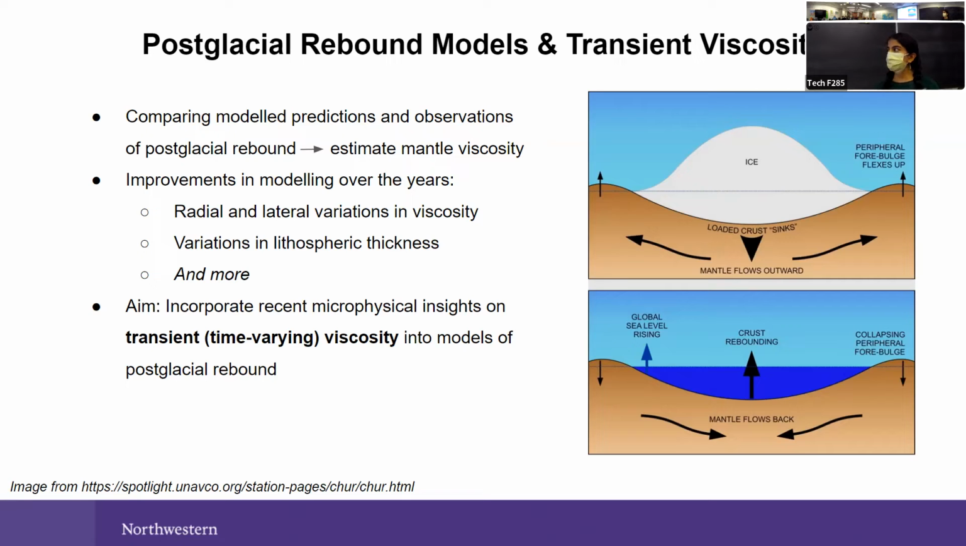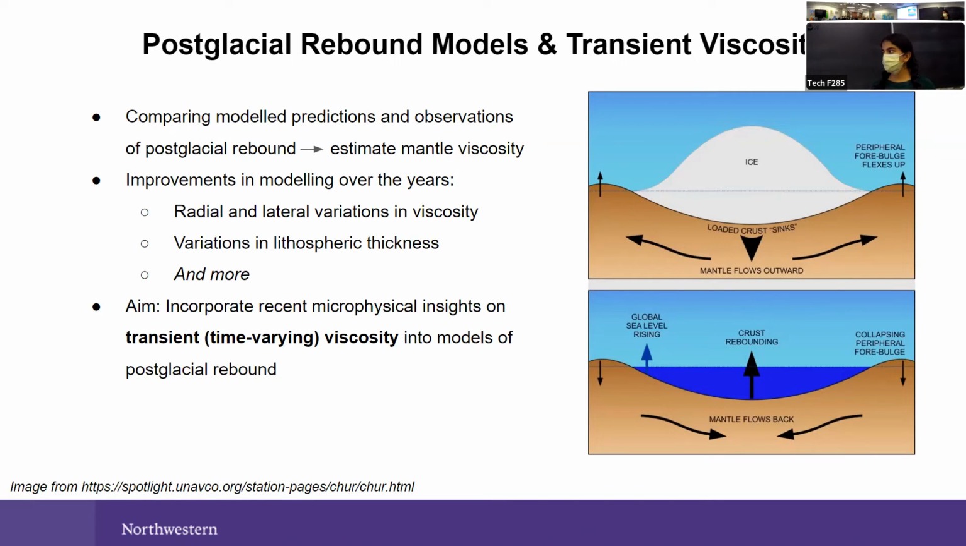So by comparing modeled predictions of post-glacial rebound with observations, we can get estimates of mantle viscosity, which is pretty cool. And over the years, we've gotten much better at modeling post-glacial rebound by incorporating how viscosity can vary in space, as well as other factors. But we're still seeing some major inconsistencies between our models and observed data.